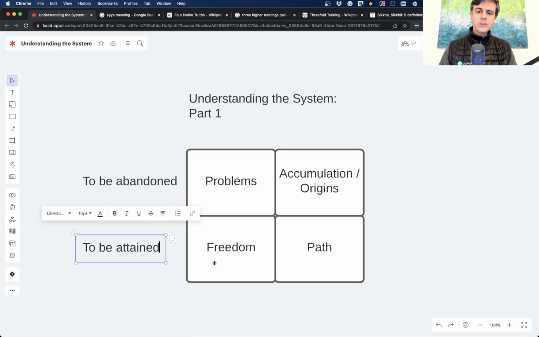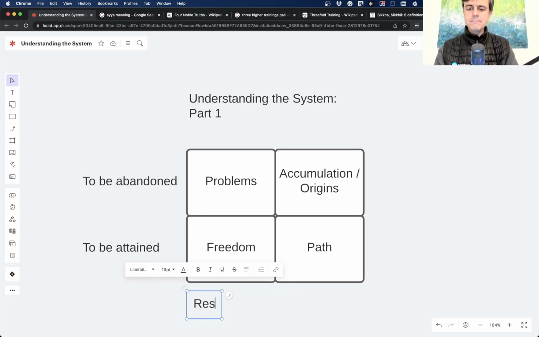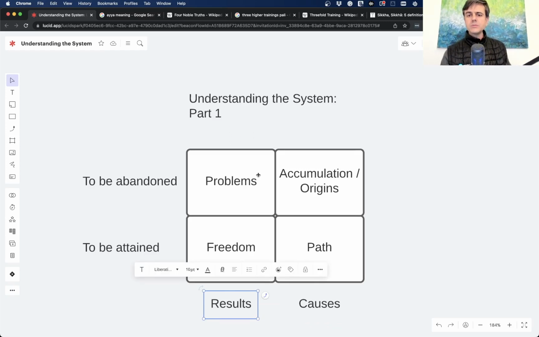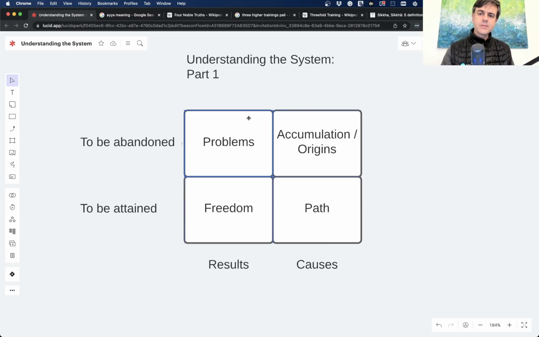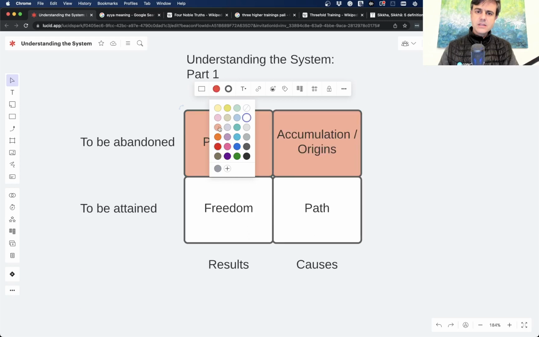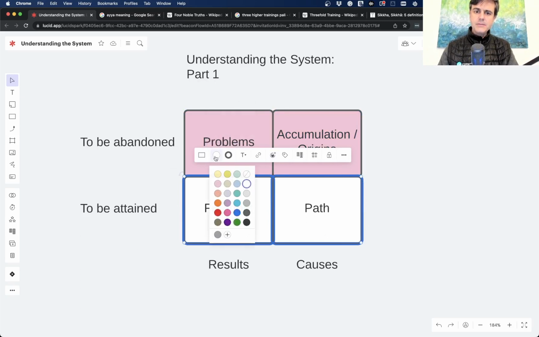There's another way of looking at these, which is that problems and freedom are both on the side of the results, and origins and paths are both on the side of causes. It's a little bit imprecise, but roughly speaking, the results that we're experiencing right now are often problems. So I'll color these a little bit red here, to get a sense there's something bad going on. And this freedom and path, I'll color these blue.